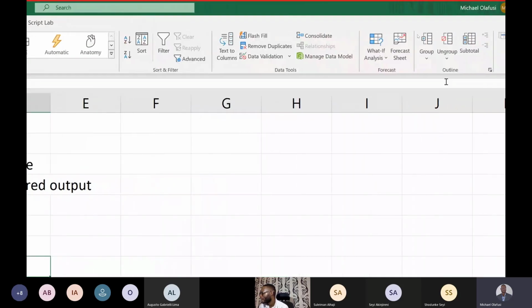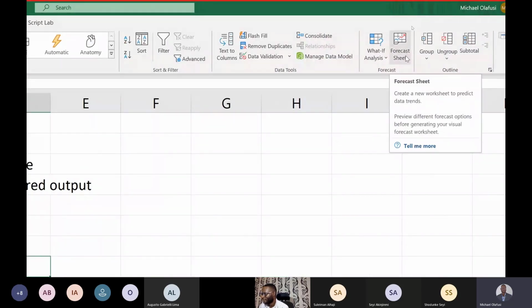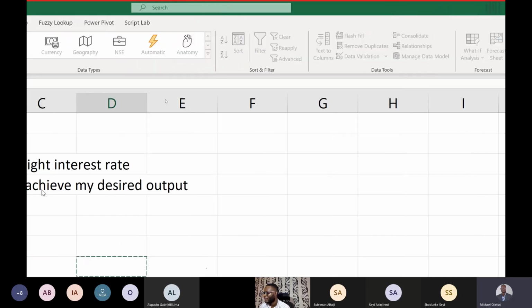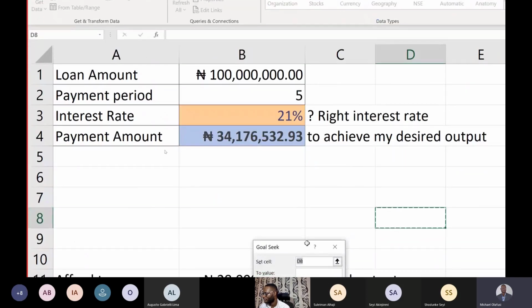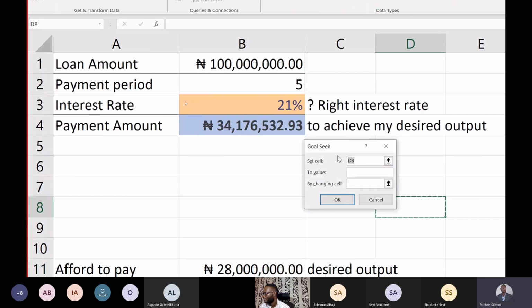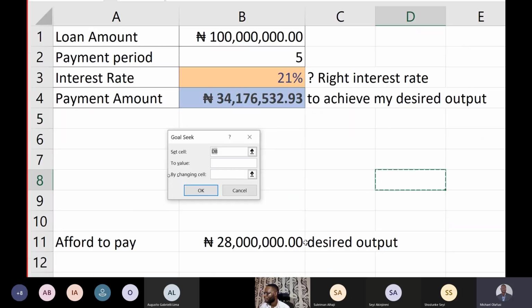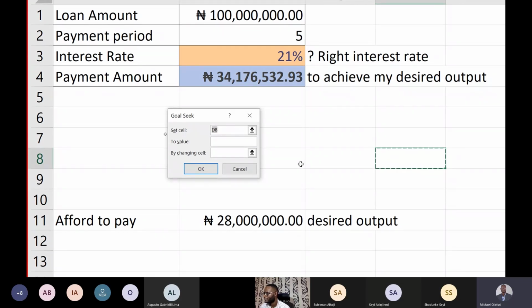I go again to that place where we picked forecast sheet. Beside it, there's what-if analysis, and right now I'm doing goal seek. So I pick goal seek. When I pick goal seek, a box is going to come up, right? And then it's exactly what we are trying to do. It will try to achieve for us.